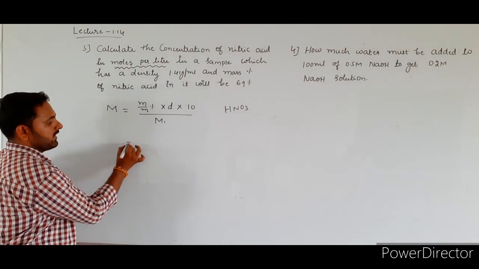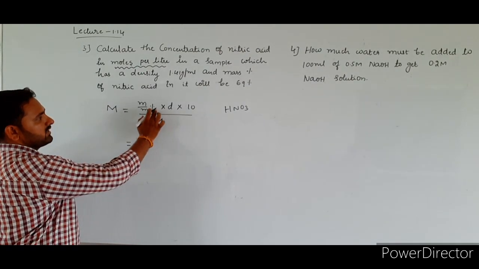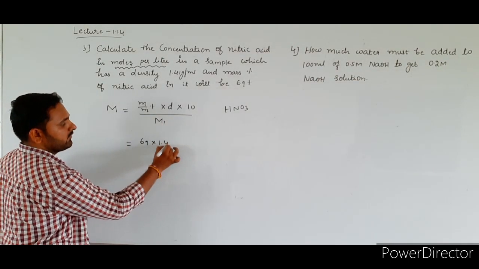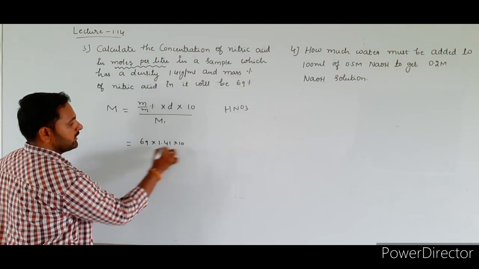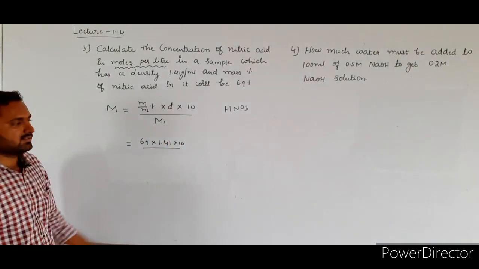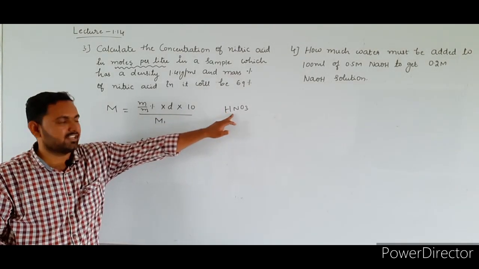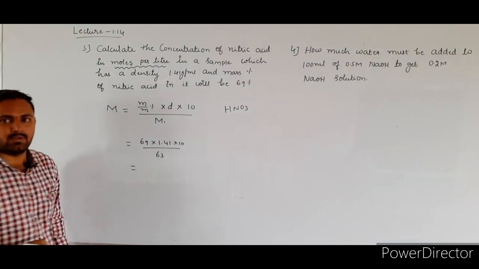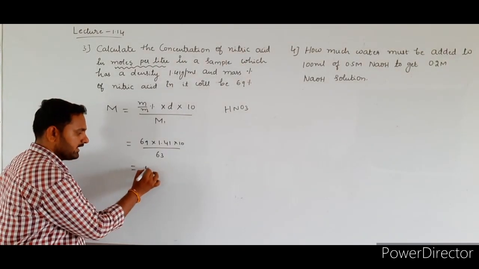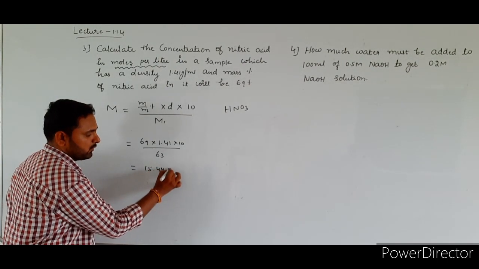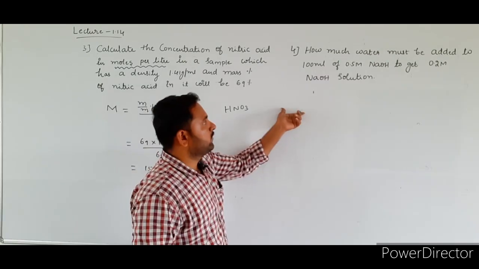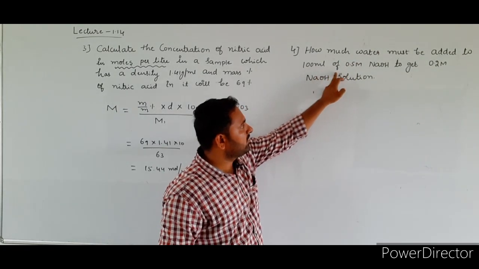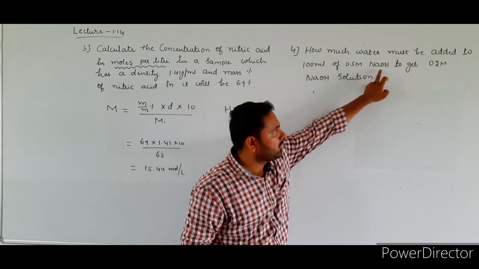Now you substitute the values. What is the percentage? Mass percentage of nitric acid 69 and what is the density? 1.41 into 10 divided by what is the molar mass? What is the molar mass of nitric acid? HNO3, 63 grams. Now you calculate this one. After calculation, you will get 15.44 mole per liter.